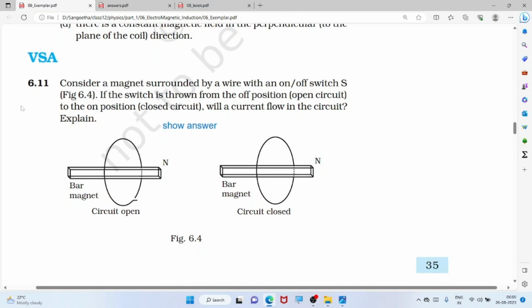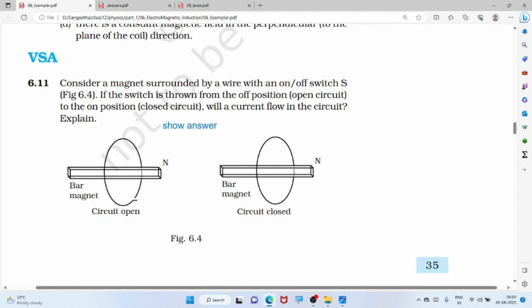Very short answer. Consider a magnet surrounded by a wire with an on-off switch. If the switch is thrown from the off position to the on position, will current flow in the circuit? No, there won't be any current flow because the magnetic flux won't change. There is no movement here; all are stationary.